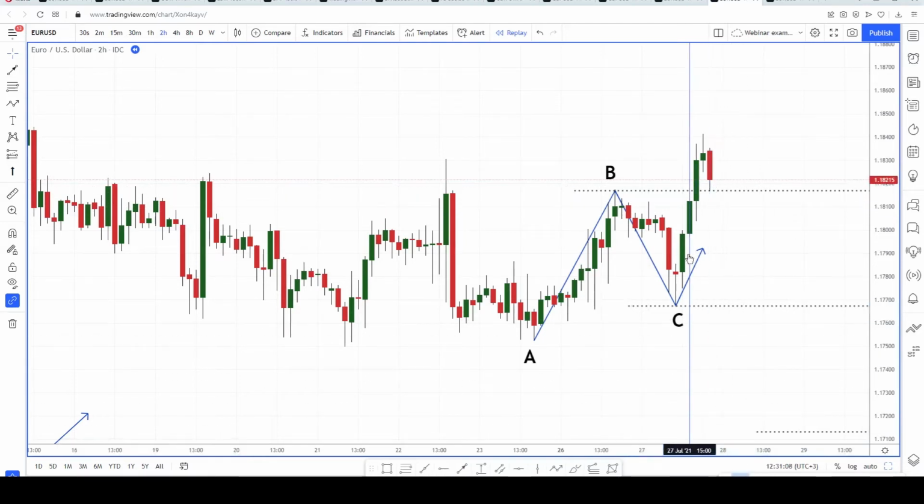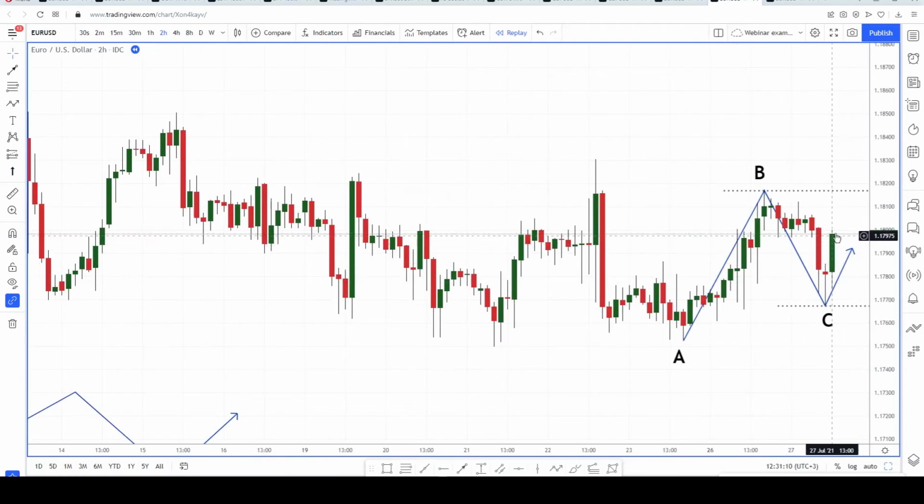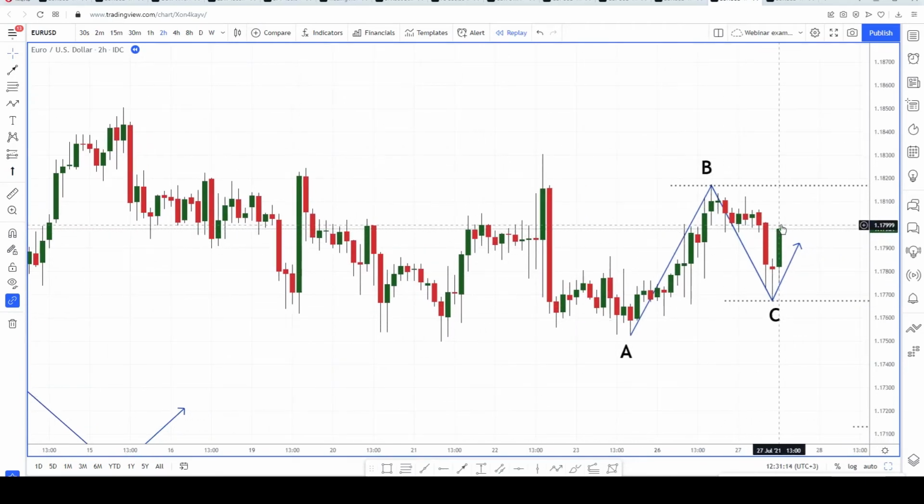But if you were looking to buy down here, the downside is that you don't have the confirmation yet. You don't know if the price is going to move above the point B, or whether it just rolls over and goes below the point C and continues this weak move.